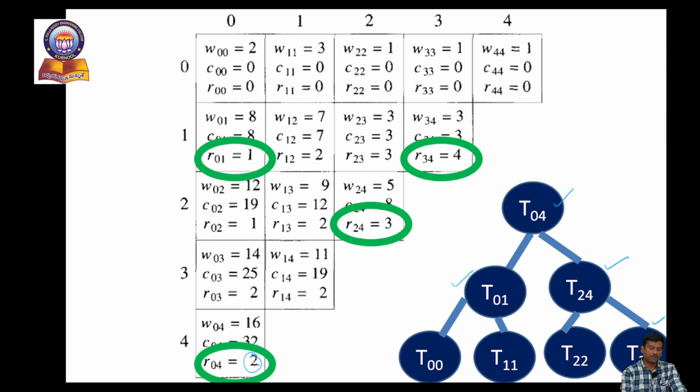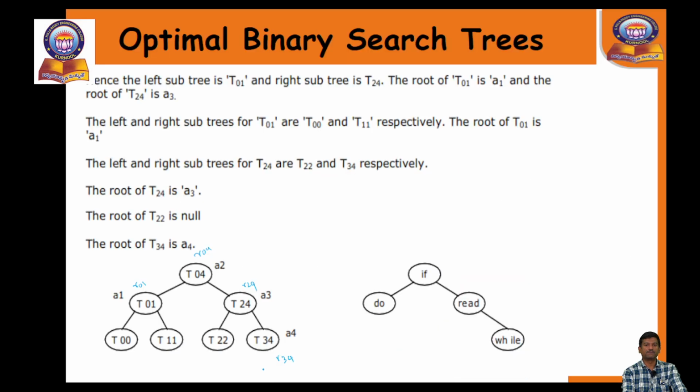Whenever we have a value such as 2 present, it indicates the second key. So here, according to this example, R04 is the root, R01 is the left child, R24 is the right child, and to the right of R24, the right child is R34. Since R04 is equal to 2, the second key has to be placed as the root, and R01 equal to 1, the left child, should be kept as the first key.